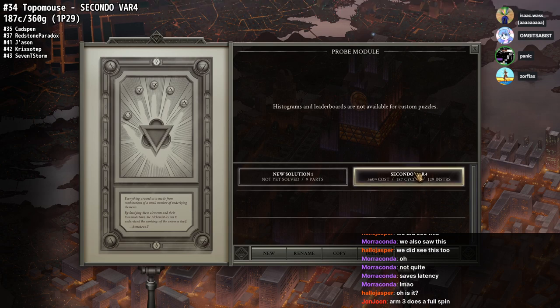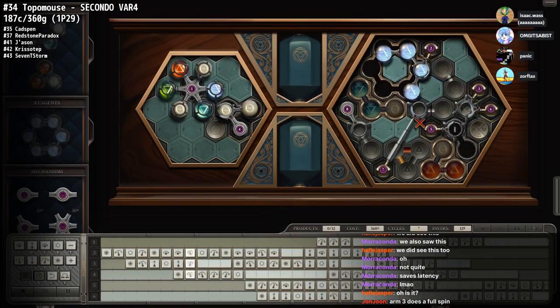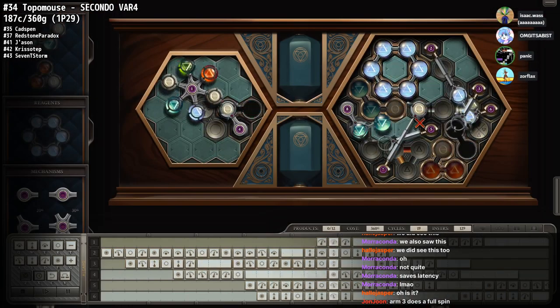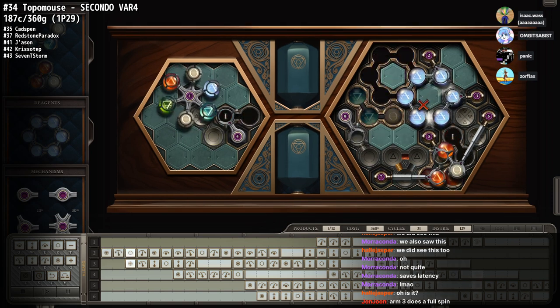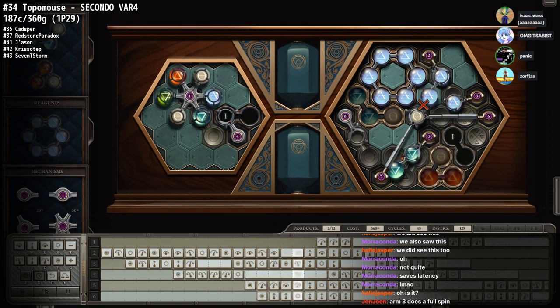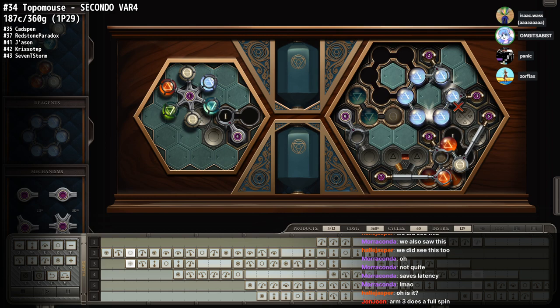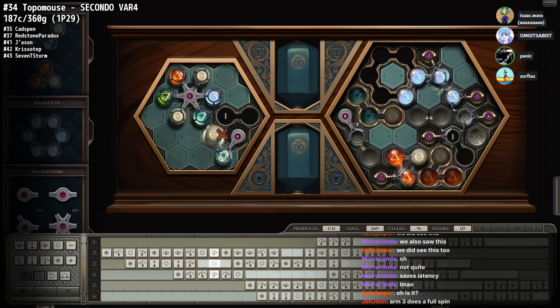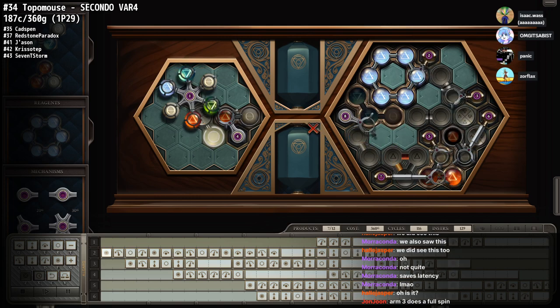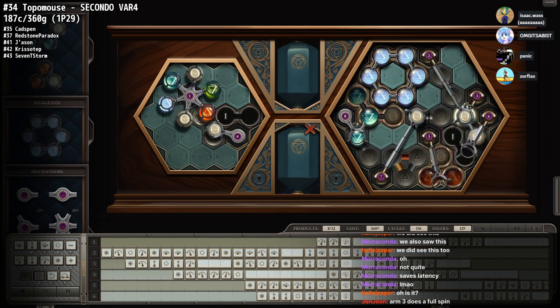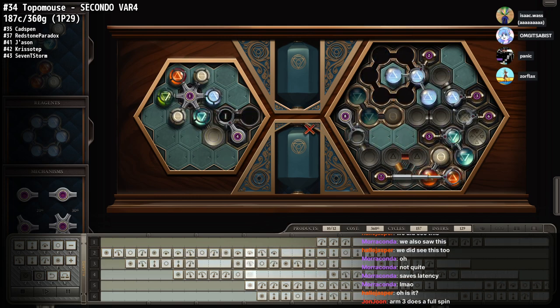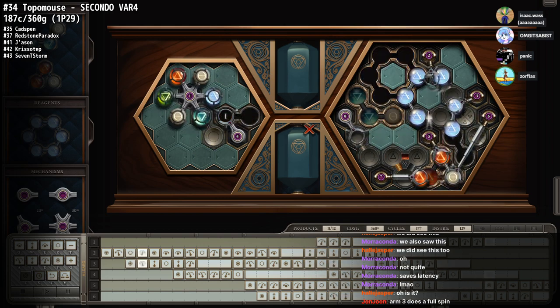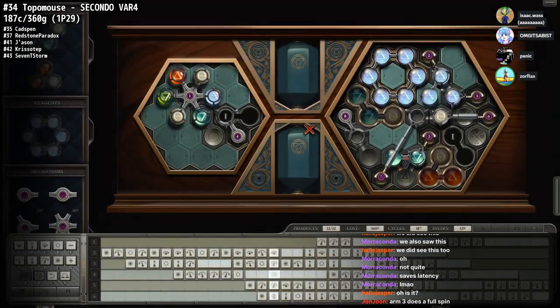So next up we have Topo Mouse at 187 cycles. Nice. And this one has a pretty side chamber Brillo. Yeah, another side chamber Brillo. This was a much quicker side chamber Brillo.